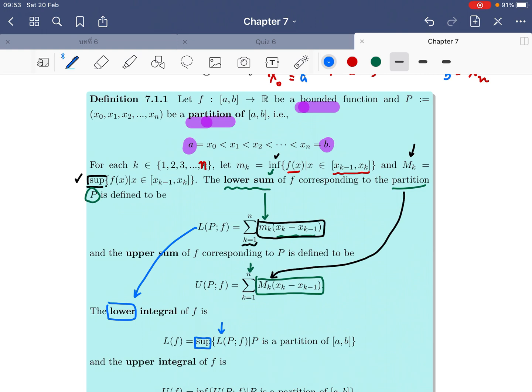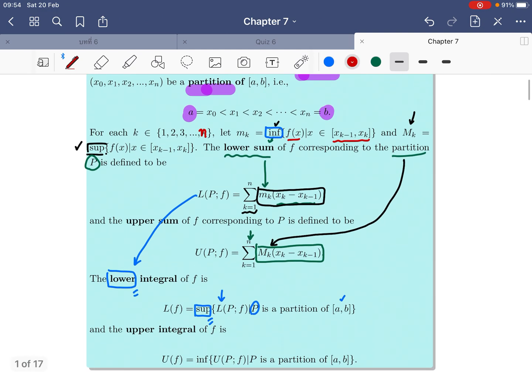So please be careful. The lower sum, at first, we define from the infimum of each function value on each subinterval. However, to define a lower integral, you need to find the supremum of all lower sums that you can find over all partitions that you can think of, on the closed interval AB.